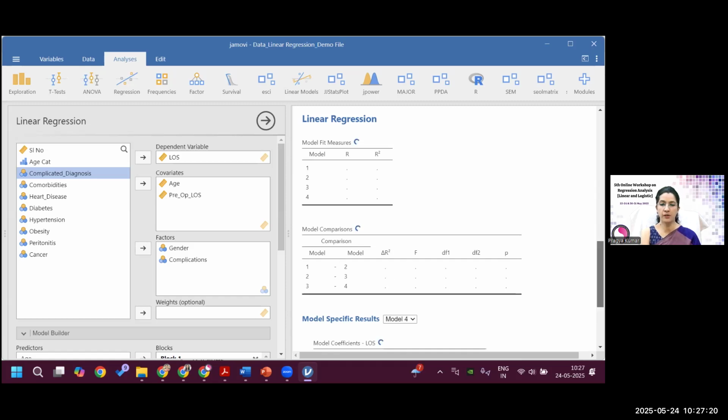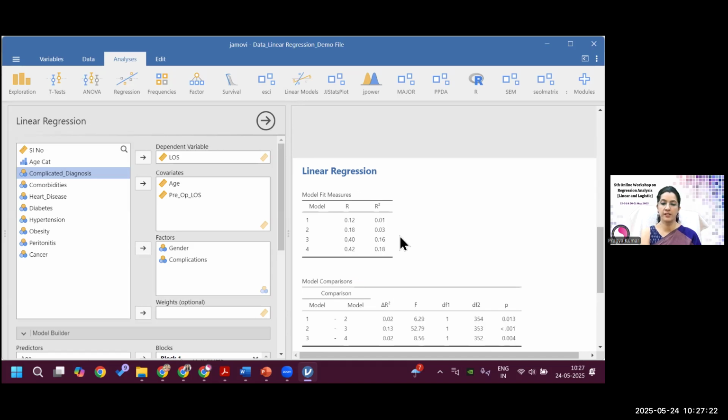So this is how, what does it show? It shows the model fit statistics, the R square. So if you see the R square, the model 1 R square is 1%. That means with gender, it is only predicting a 1% change, 1% variance in length of stay is due to the gender. If you see the model 2, the R square is 3%. If you see the model 3, it is 16%, and model 4, it is 18%.